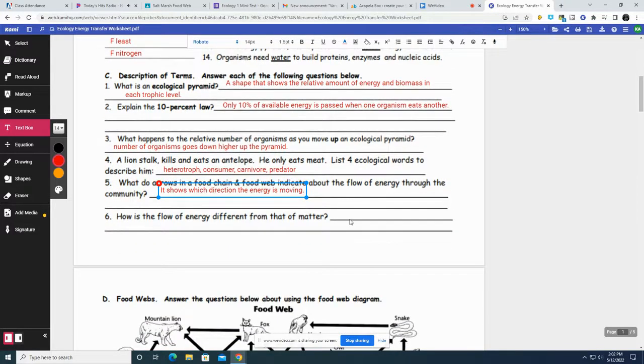How is the flow of energy different from that of matter? All right, this one is kind of confusing, but they say energy is an open system because we get new energy every day. The sun provides us with new energy every day, but matter is different. Matter must be recycled. Energy leaves the system while matter is constantly recycled.